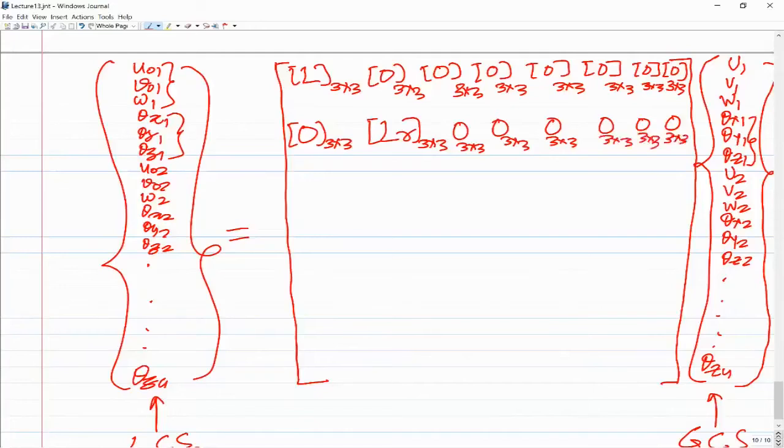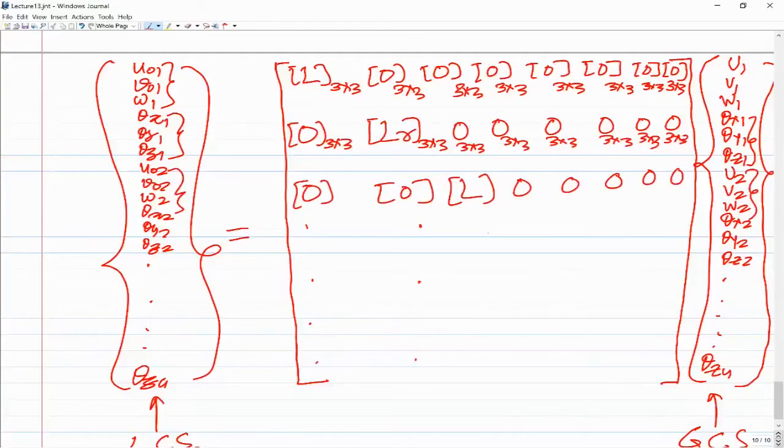Similarly, if you look at these, these will be written in terms of u2, v2, and w2, that is these three. So you will have here a null matrix, and then L, and then the remaining zeros. Like that, you can construct the entire transformation matrix.